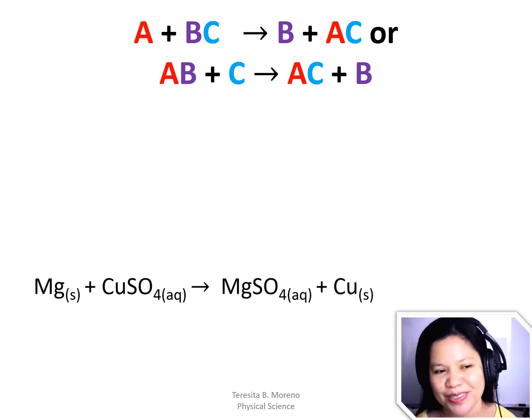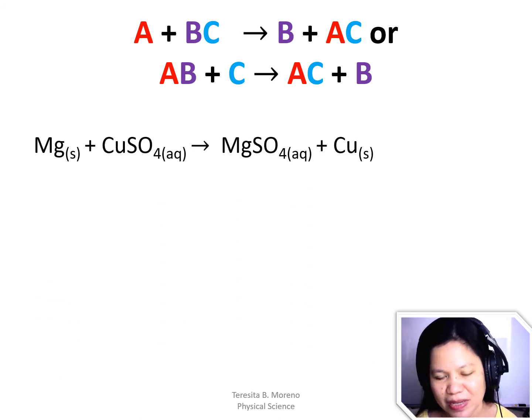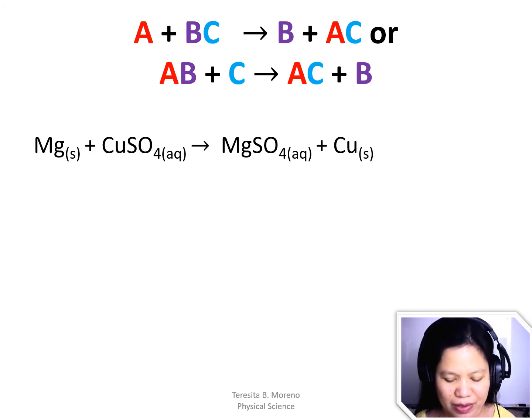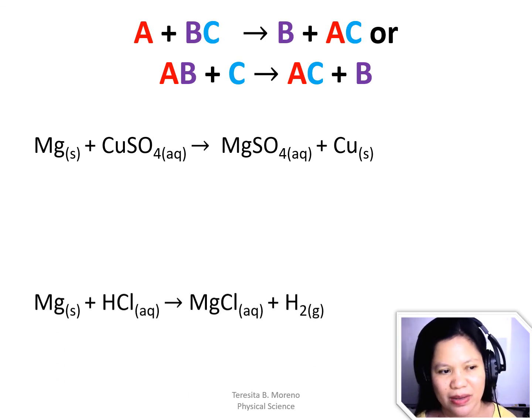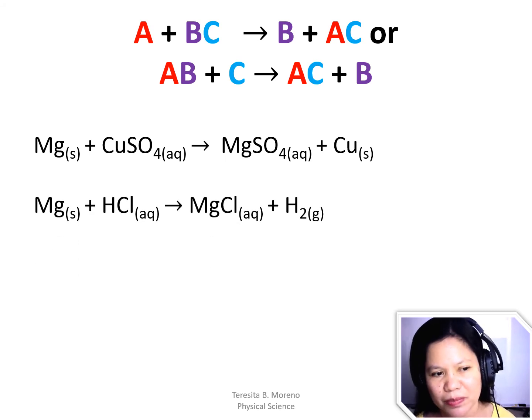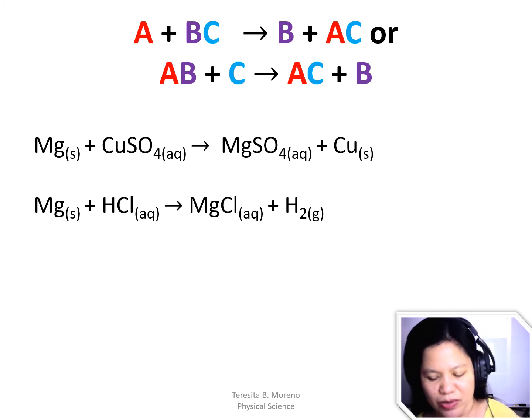So example, you have magnesium plus copper sulfate. It will yield into magnesium sulfate plus copper. I hope you are already familiar in naming some chemicals, chemical formula. Another example, you have magnesium plus hydrochloric acid. It will yield into magnesium chloride plus hydrogen gas.